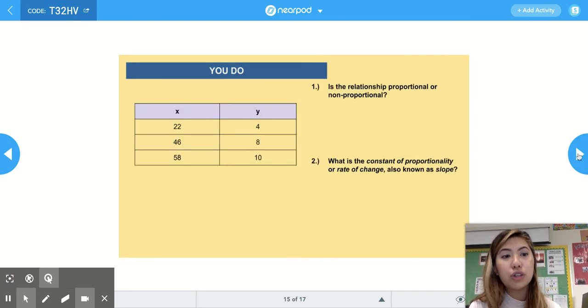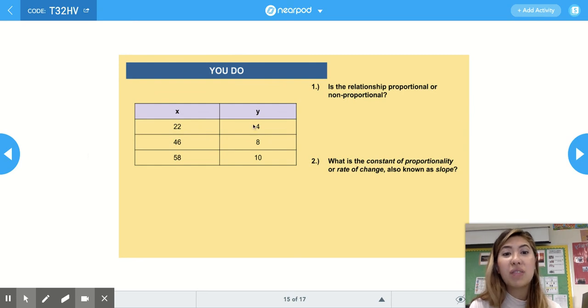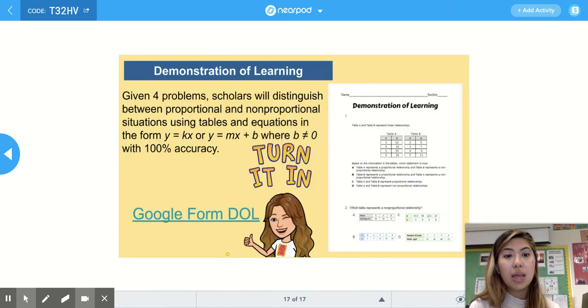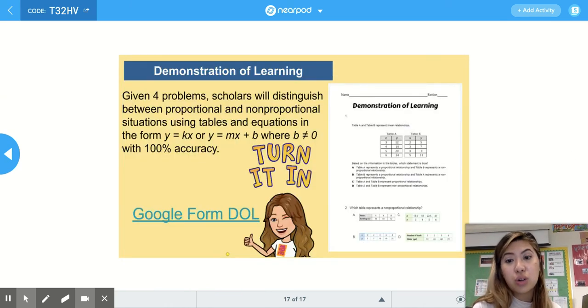There are several you-do problems where you're given a table and you have to determine whether it's proportional or non-proportional, as well as figuring out what the constant of proportionality is, or the rate of change. And then you have the 4-question Google Forms EOL.